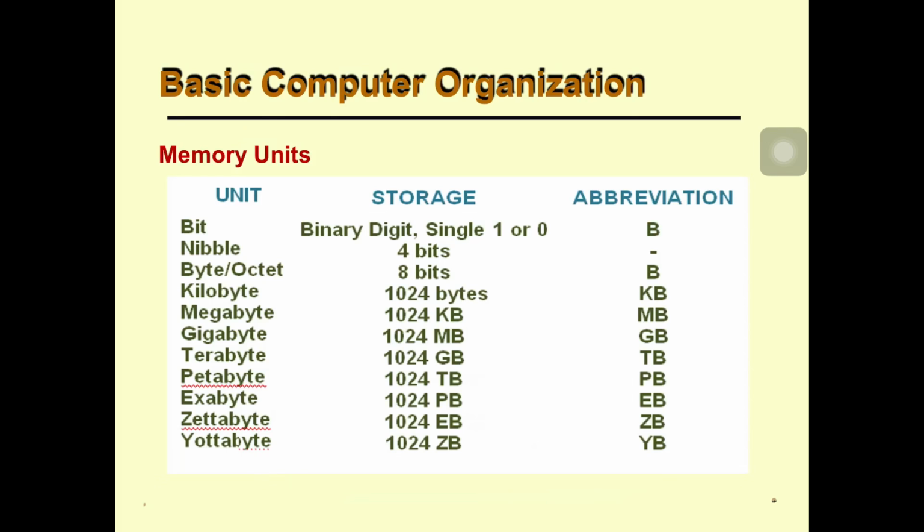The smallest unit of data is known as bit, which is represented by b. The next one is the nibble, which is a collection of 4 bits. Byte is a collection of 8 bits. Kilobyte is a collection of 1024 bytes. Megabyte is a collection of 1024 kilobytes. Gigabyte is a collection of 1024 megabytes, and so on. You can see this table and the representation through which these units are represented.